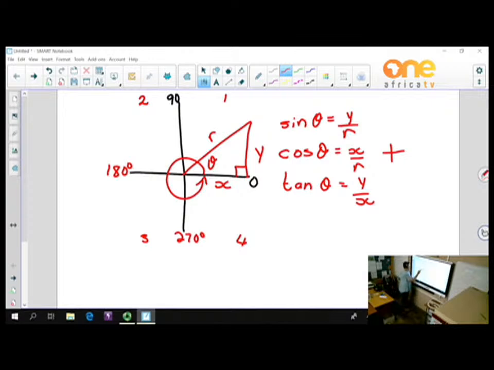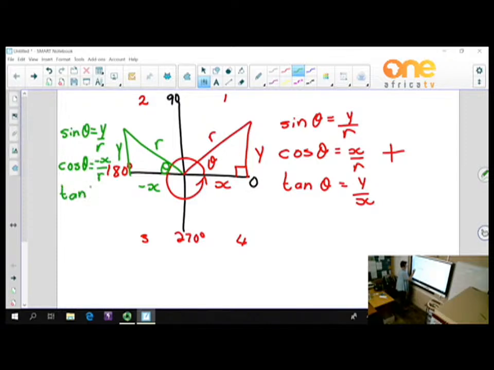So what we see from that is that all my functions are positive in quadrant 1. Now, if we go over to quadrant 2, this is still theta, so this is y. X will now be negative because it's negative on the x-axis. And your r is always positive because you square it, so those answers are positive. Now, if I write the functions here, then I can say sine theta is y over r, cosine theta is negative x over r, and tan theta is y over negative x.